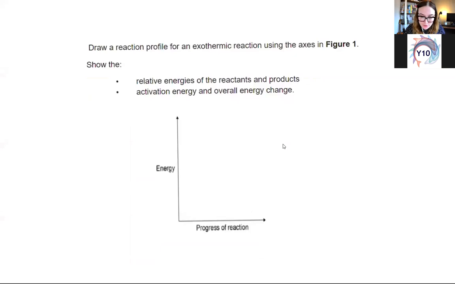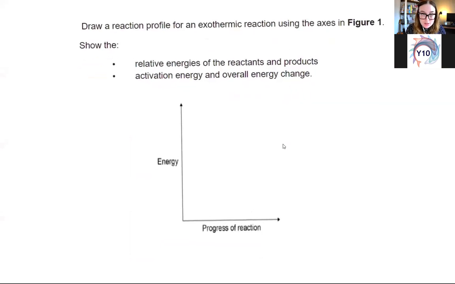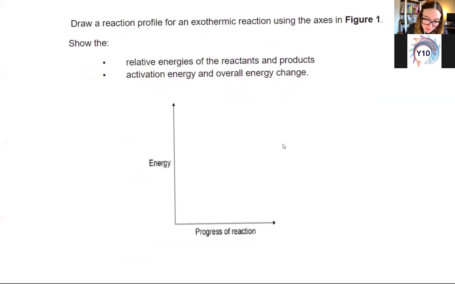Okay, so have a look here. It says draw a reaction profile for an exothermic reaction. So I'm just going to make sure I've got that highlighted there. I can do this in my exam as well. There's no issue with that. I'm going to start now drawing my relative energies of my reactants and products. Now it's an exothermic reaction, which means my reactants should be higher. So I'm going to write reactants on there.